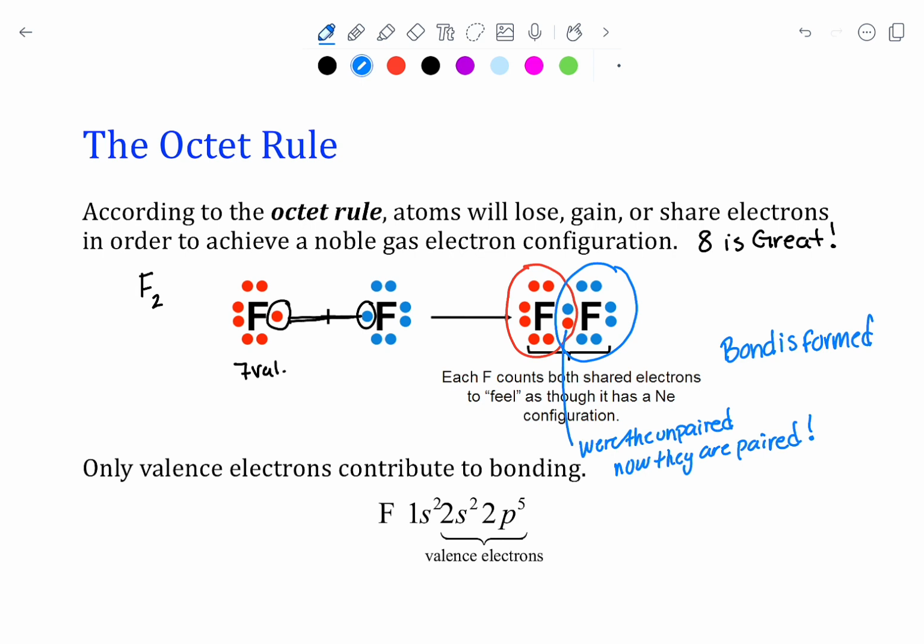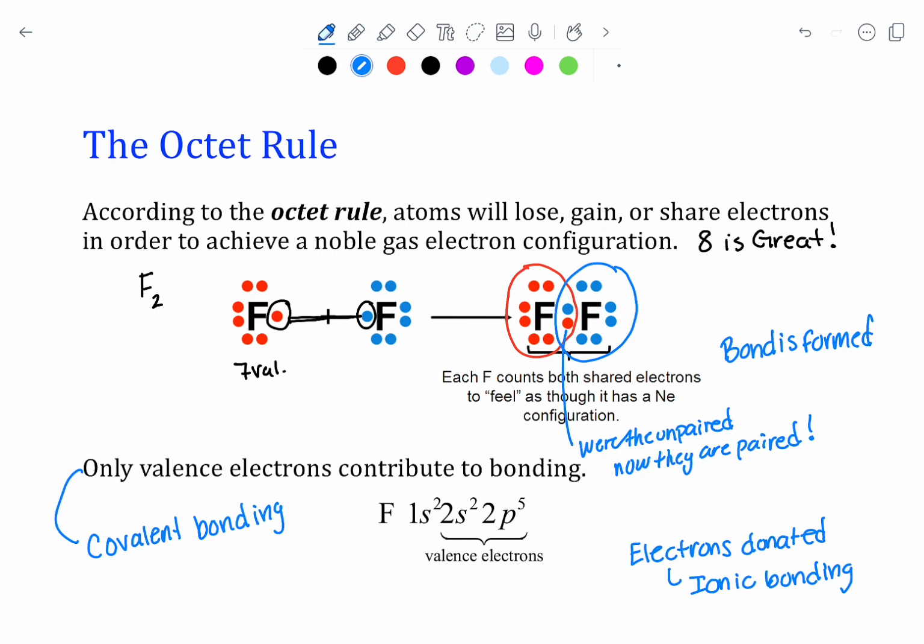So, only valence electrons will contribute to bonding, and this is specific for covalent bonding. Because fluorine is a nonmetal, so it's a nonmetal with a nonmetal. And if electrons are shared, that means it's a covalent bond. If electrons are donated, that is an example of ionic bonding, which is what we discussed in our previous chapter.